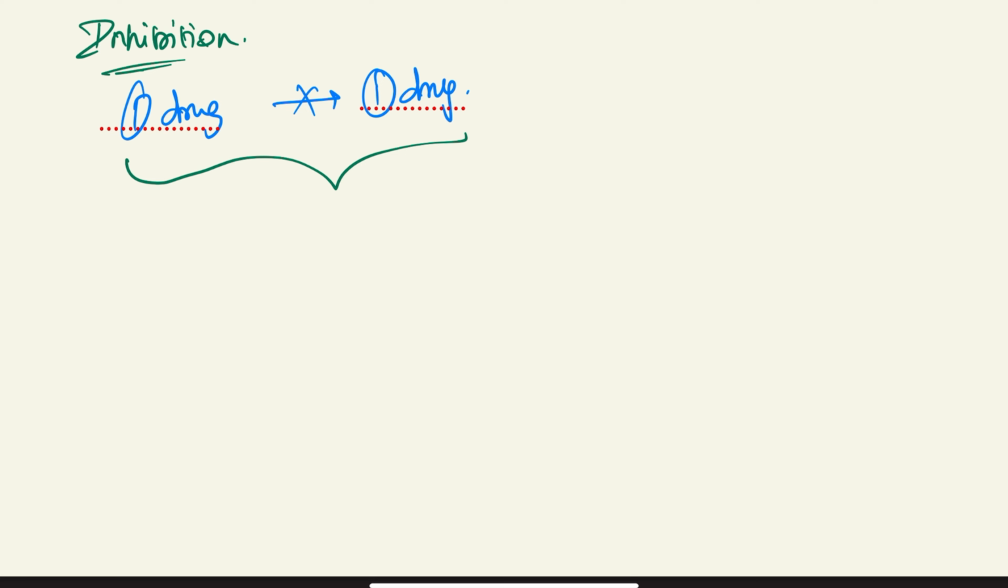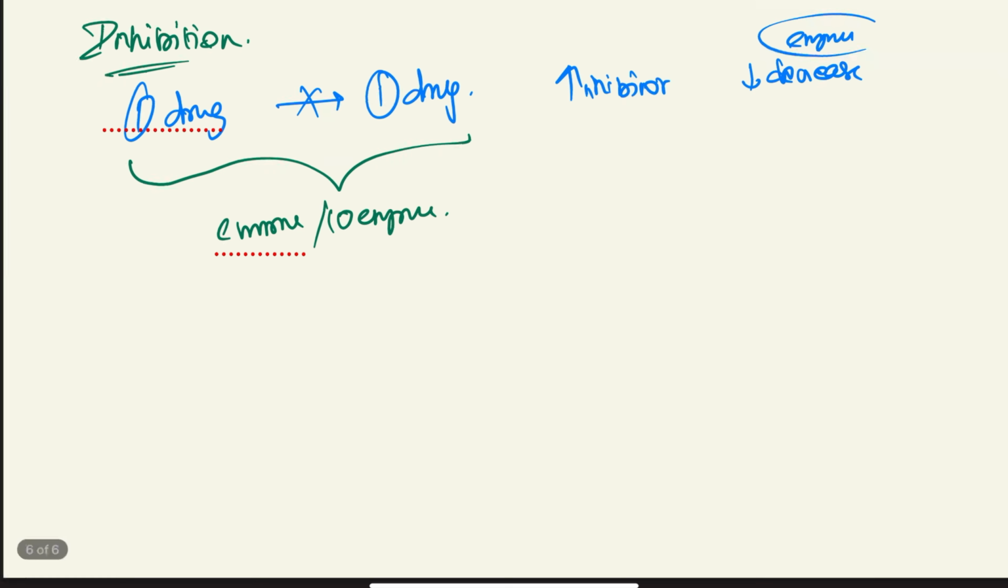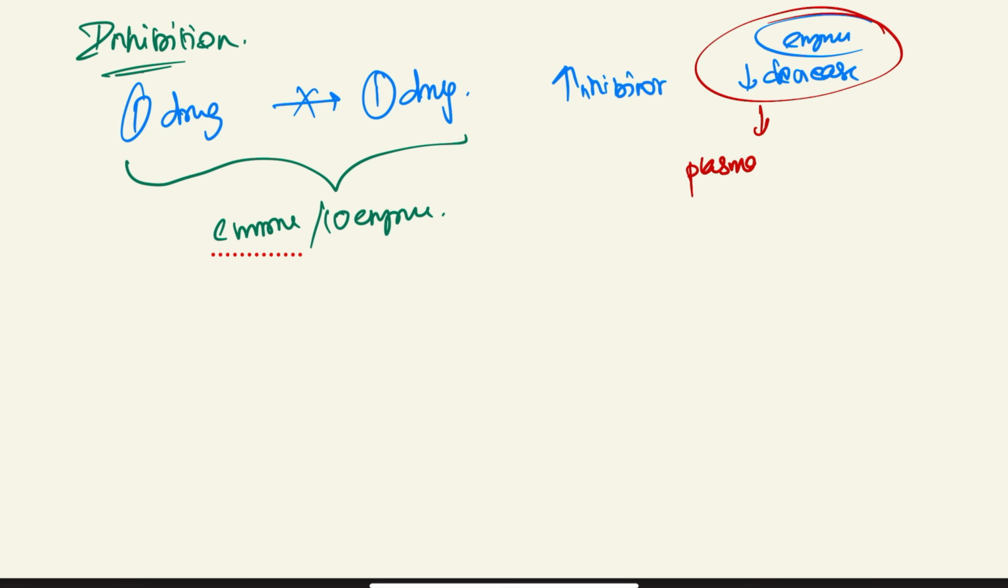Now let's get into inhibition. If there is a drug, we need enzymes which convert it into any other form of the drug. That is, it can be active to inactive or inactive to active. Whatever it may be, we need enzymes for that. So the basic concept of inhibition revolves around inhibiting the enzyme. The normal concept is that when you take a drug, it gets into the intestine and then goes to the liver in its active form. There enzymes are present which will metabolize it and convert it into an inactive form, which is excreted by the kidneys.